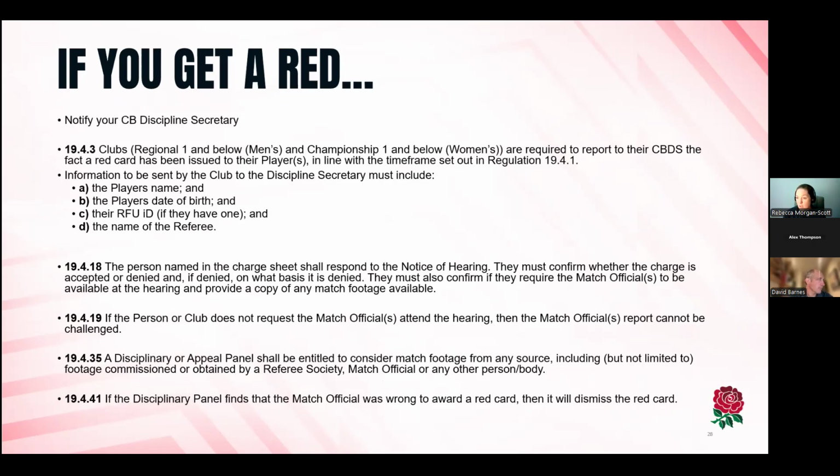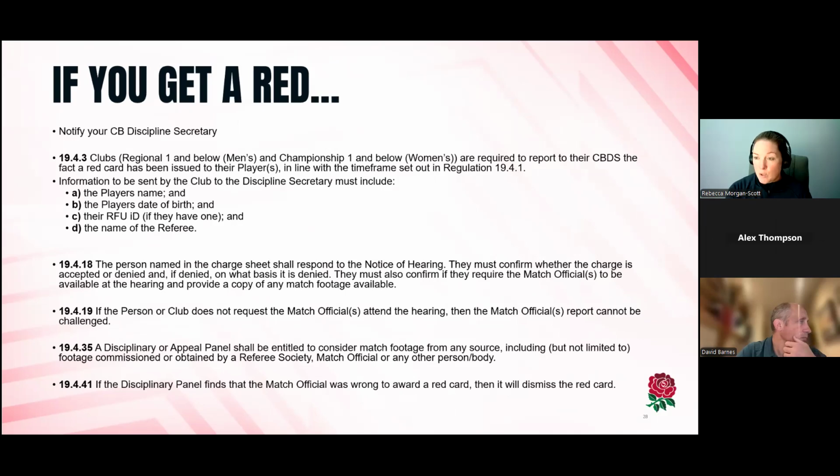That information is really helpful in helping the panel to start to work out what might be needed during that hearing process. The club will also be required to confirm if they need the match official to be available at the hearing. And that's a really important step, because if you don't request the match official, then the match official's report cannot be challenged. And we've already mentioned the status that the match official's decisions are given. So if you don't request the match official to be available, or if you don't confirm that you challenge their report, then they won't be asked to attend and you can't challenge it. So it's really important that you confirm that you need them, or you want to ask them questions, when you respond to that notice.